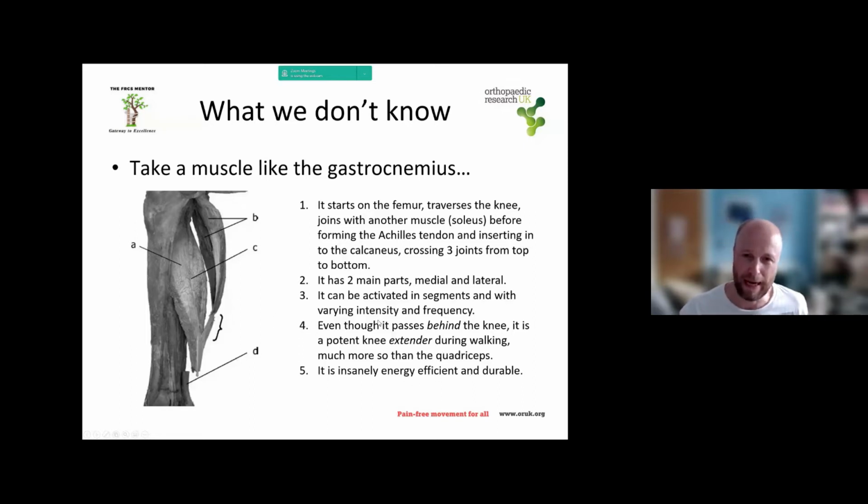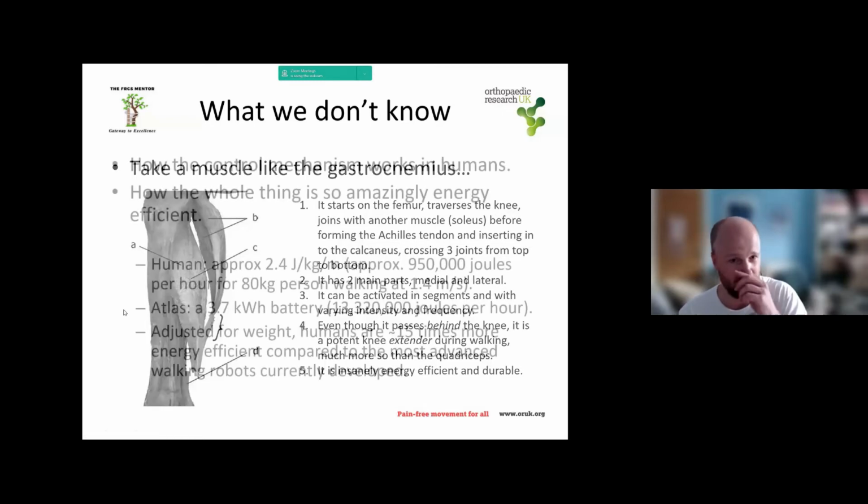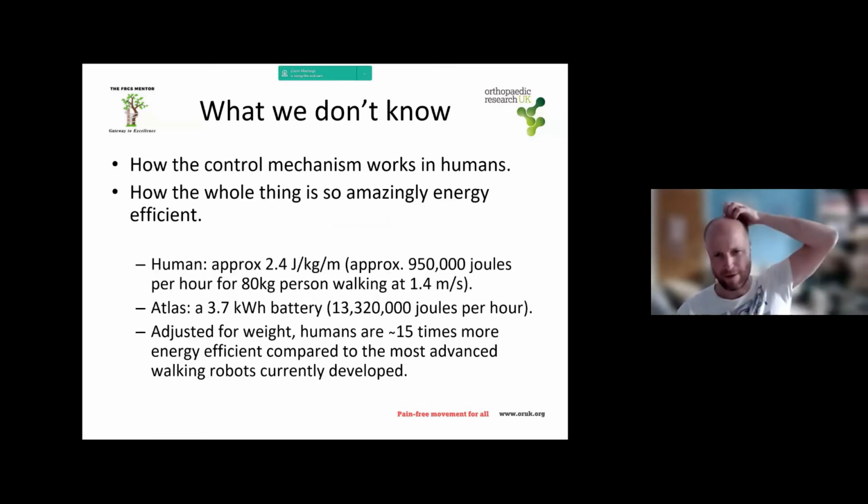It's also mind-numbingly energy efficient. And just to illustrate this, humans take around about 2.5 joules per kilogram per meter of walking. So if you take an 80-kilo person, and I pick that because that's roughly what Atlas, that robot, weighs, a little bit more actually, walking at about standard walking pace, we use around about 1 million joules an hour, whereas Atlas uses over 13 million joules for the same hour of walking. So it's over an order of magnitude more efficient, around about 15 times more efficient.